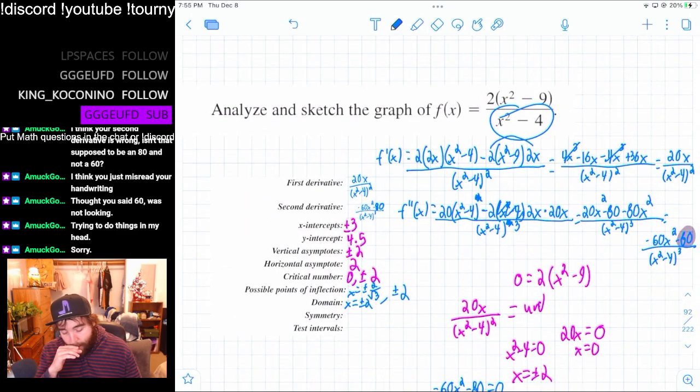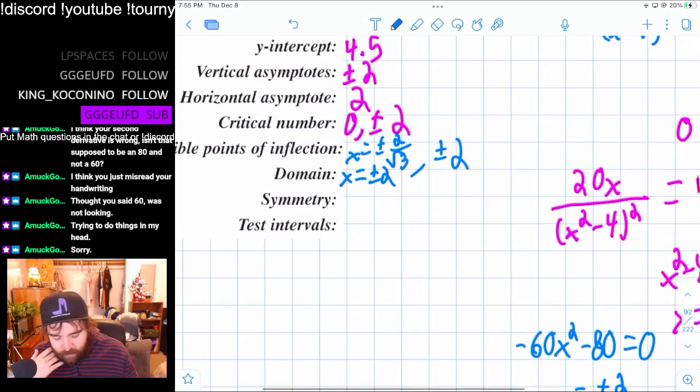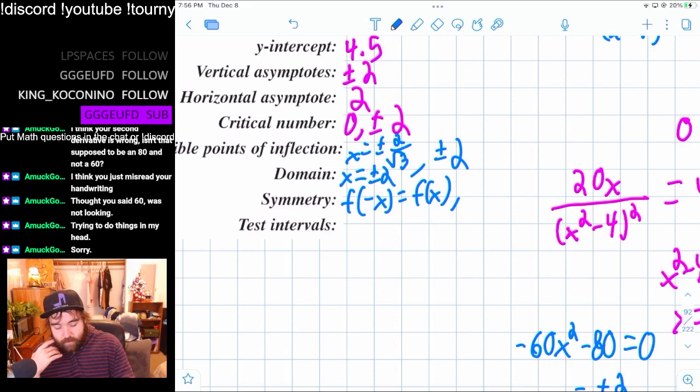Symmetry? Well, actually, I guess, yeah, now that we look at it, it should have some symmetry, right? Because of this x squared. If you think back to like even and odd functions, if we found f of negative x, the negative would just cancel out, and that would be equal to f of x. So it has y-axis symmetry.